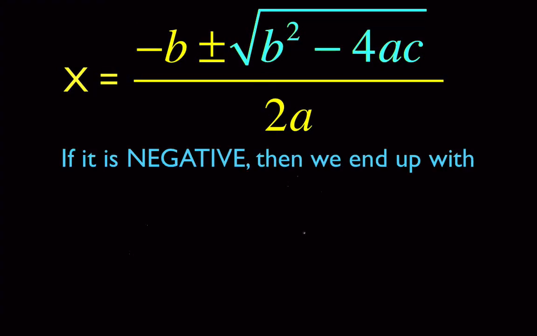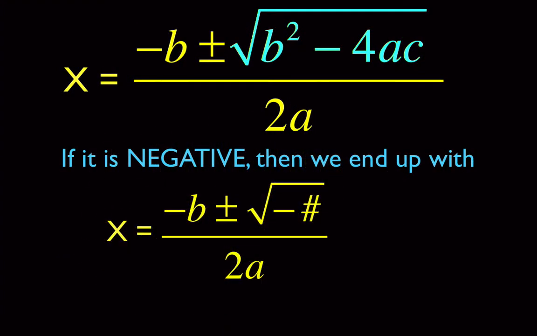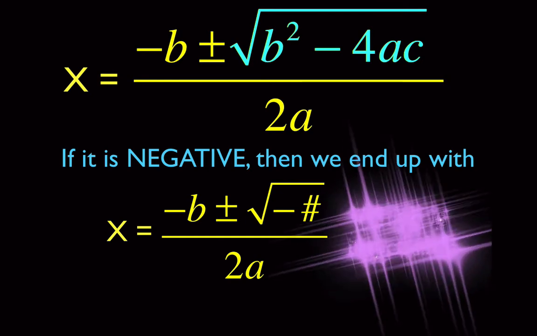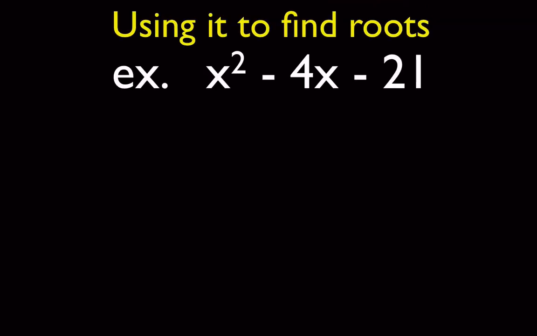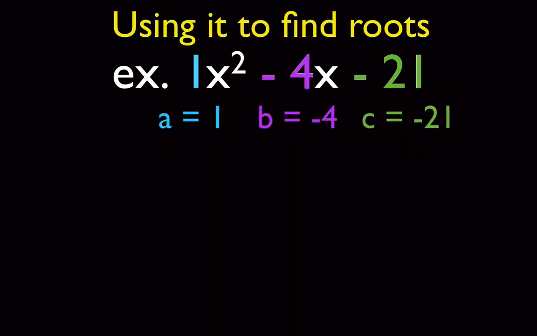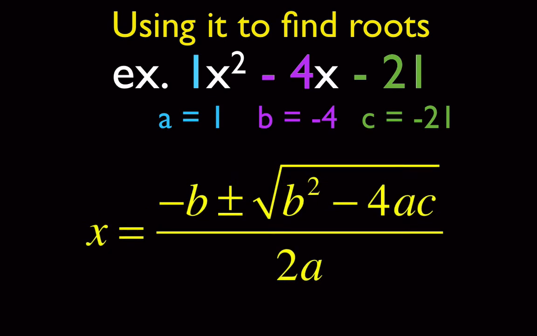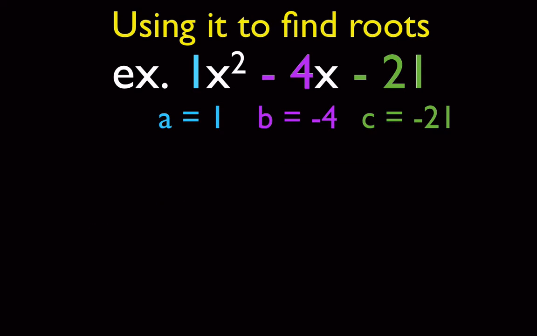If it's negative, then we end up with the square root of a negative number. We can't take the square root of a negative number, so therefore there are no x-intercepts, no solutions. Alright, so let's go ahead and try some. Just like before, you're going to identify your a, b, and c. I'm going to show you two different ways to do it. The first way is to use the whole entire quadratic formula and solve it all at once. So the first thing we would do here is fill in all the parts.